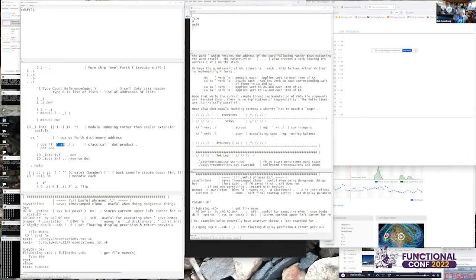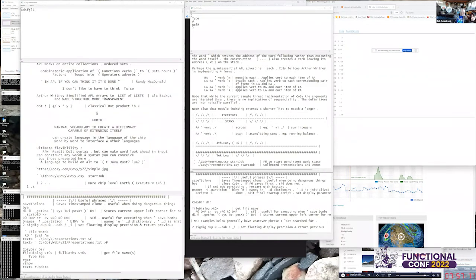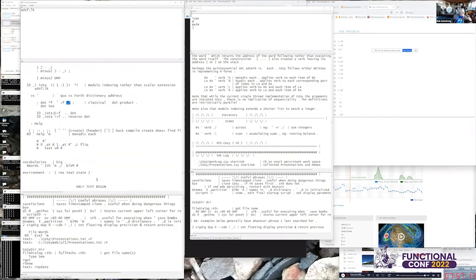This is taking, well, this multiplies the two items and then adds across them. This is a scan across. So essentially that's equivalent to the definition where you have plus slash A times B in K.